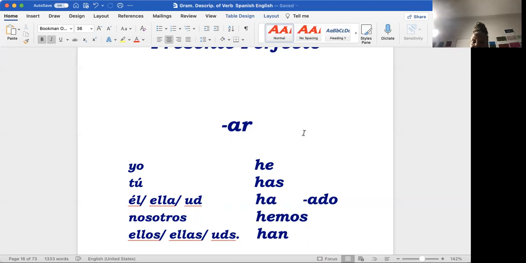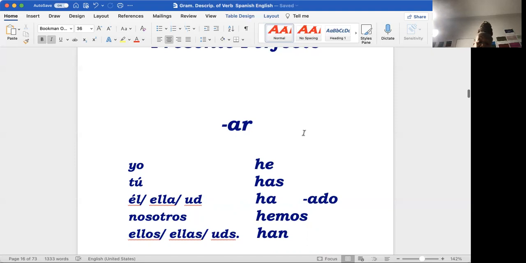And what you do to make hablado is take off the AR, then you have the simple form of the verb, and then you attach the ADO. That is the past participle: talked, walked, played, listened. That's a word that ends in AR in Spanish. He escuchado, has escuchado, ha escuchado, hemos escuchado, han escuchado. Okay.